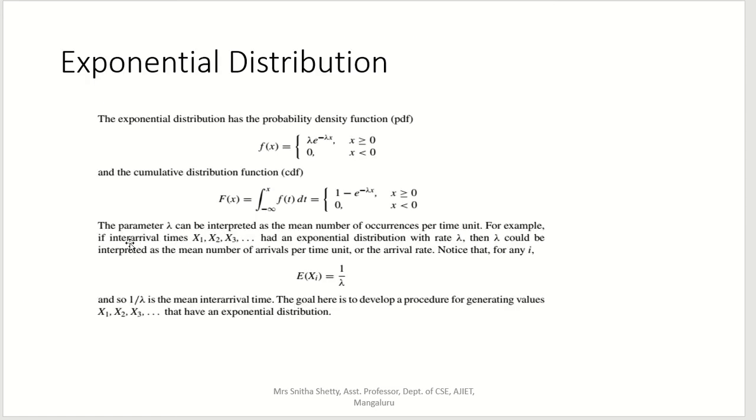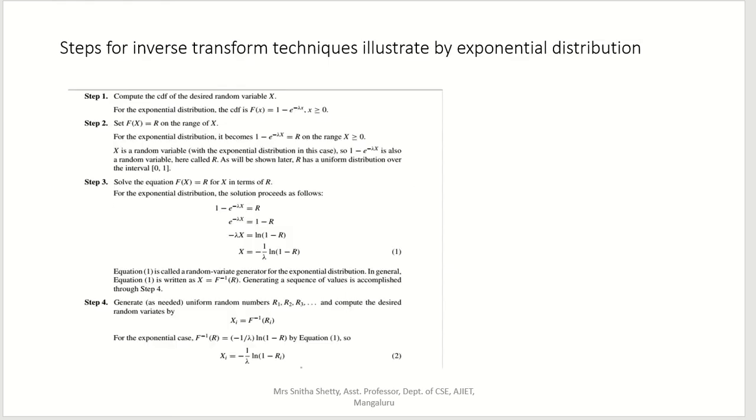So we have solved one problem of exponential distribution. Here, first we should know the PDF and CDF of various distributions. Mainly we should know the CDF of all the distributions. Here the CDF was 1 minus e to the power minus lambda x. Based on that, in step 3 we set 1 minus e to the power minus lambda x equal to r. Then we generate the value for x.